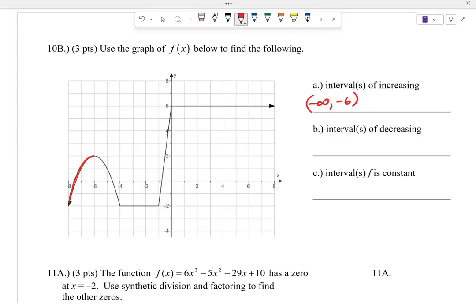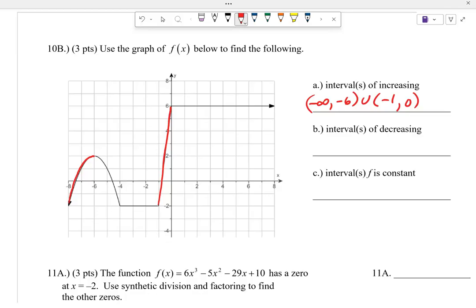And then do you have any other areas where you're going up and to the right as you read it left to right? Well, they're in red, you do, so you name it also in terms of the x values, from an x value of negative 1 up until an x value of 0. That's your intervals of increasing. Remember, those are always open-ended intervals.